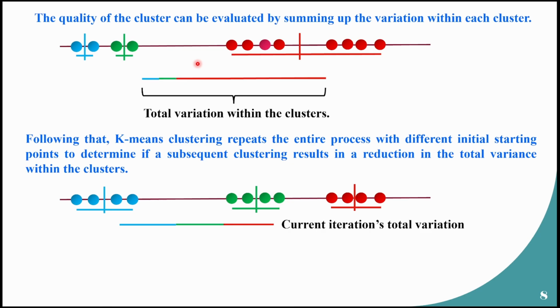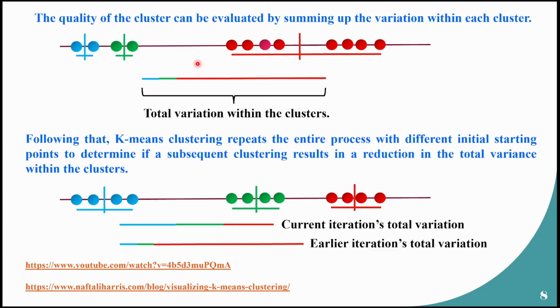And then through the iteration, if at the end of the process, the total variation within the data is reduced, that means that the algorithm is still working, right? It can still find better outcomes. However, if the current iteration's total variation is not reduced from the previous iteration, that means that the algorithm has converged, right? So that is kind of the basic steps of k-means clustering, you can say.